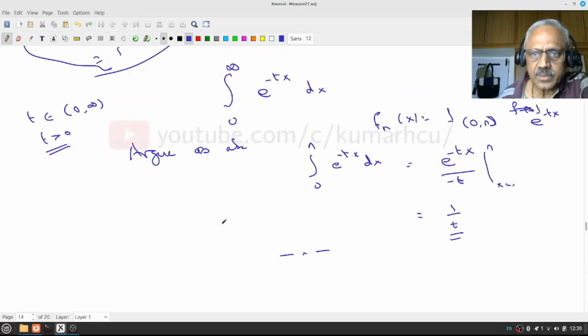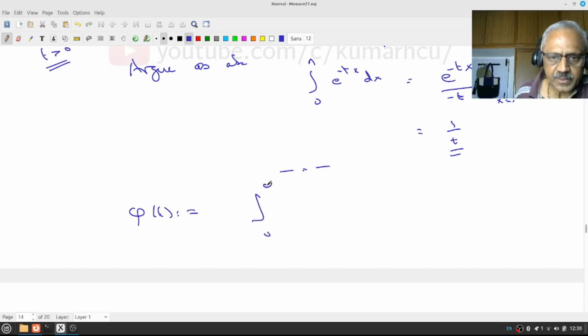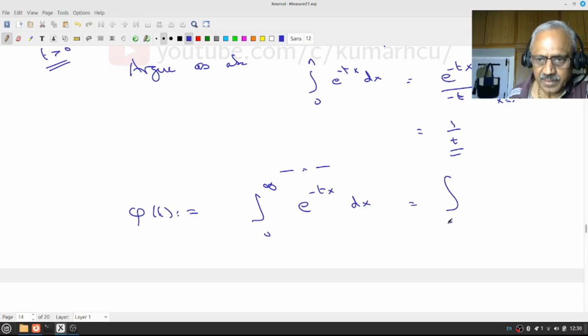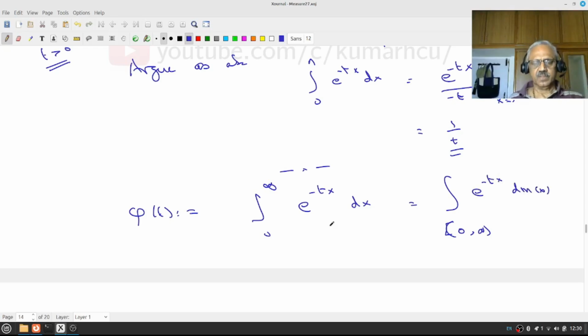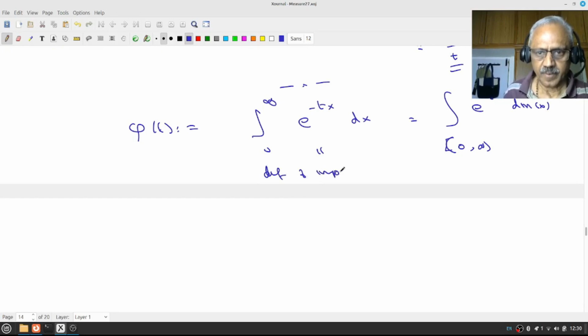Now what I want to do is this. If I look at my phi of t to be the integral from 0 to infinity of e^(-tx) dx, this is the same as, remember in Lebesgue notation, the integral from 0 to infinity of e^(-tx) dm(x). We proved this. This integral exists. It is nothing other than this integral. This is the definition of the improper integral, and this is the definition of the Lebesgue integral.